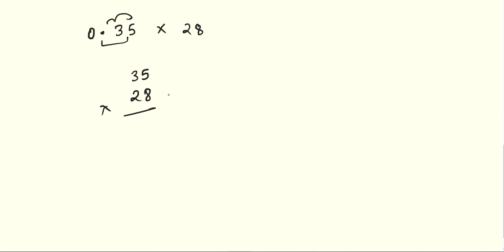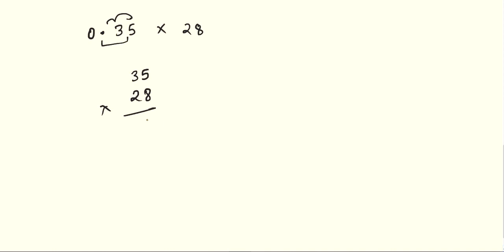Then the second one is what? Multiplication of a whole number by a decimal number. Suppose you are having 0.35 and you want to multiply 0.35 by 28. So you can do like 35 into 28. You are having 0.35 here. So just remember that after decimal you are having two places. So multiply this two. Clear?